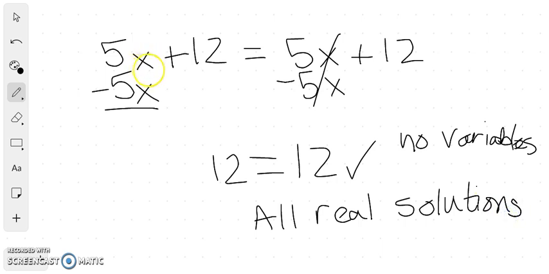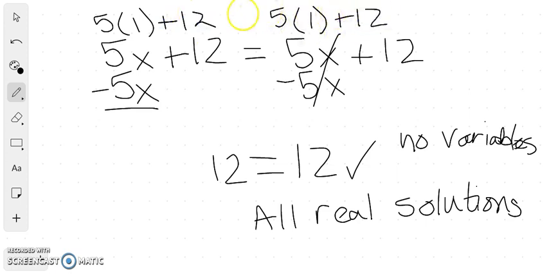So if we said, well, let's make x 1, I have to replace x both times with 1. And when we solve this, we have exactly the same thing. We'd get 17 both times. And we could keep doing this. We could say, well, I'm going to replace it with 2. I'd get the same answer both times. We'd get 22 on both sides. So any number that we want to choose for x, it will work.